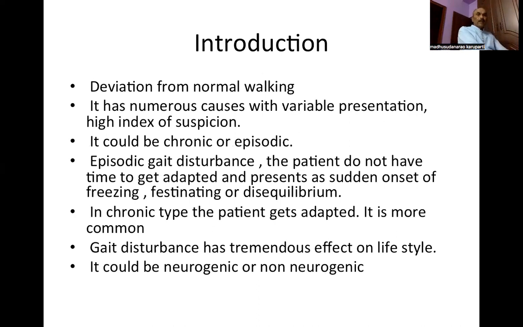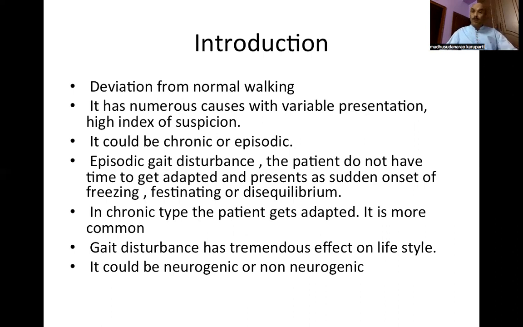Well, gait disturbance is defined as the deviation from the normal walking or gait. It is very common in elderly people because of the blunting of the various signals, which are very important in order to carry out a well-coordinated normal gait. It has numerous causes with variable presentation, and a high index of suspicion of the cause is very important in order to understand the gait disturbance.